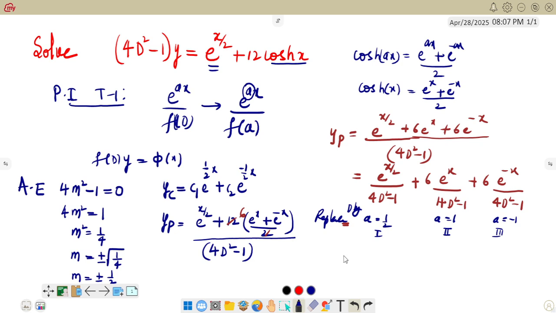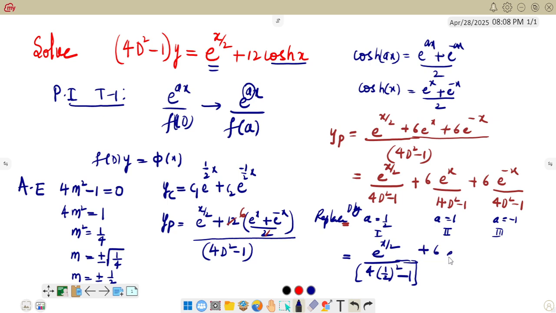And look at the first term, keep the numerator e raised to x by 2 as it is, divided by 4 times D squared minus 1. D is replaced by a. The a value is what? 1 by 2. This is 1 by 2 whole square minus 1. You can put the denominator in a bracket.